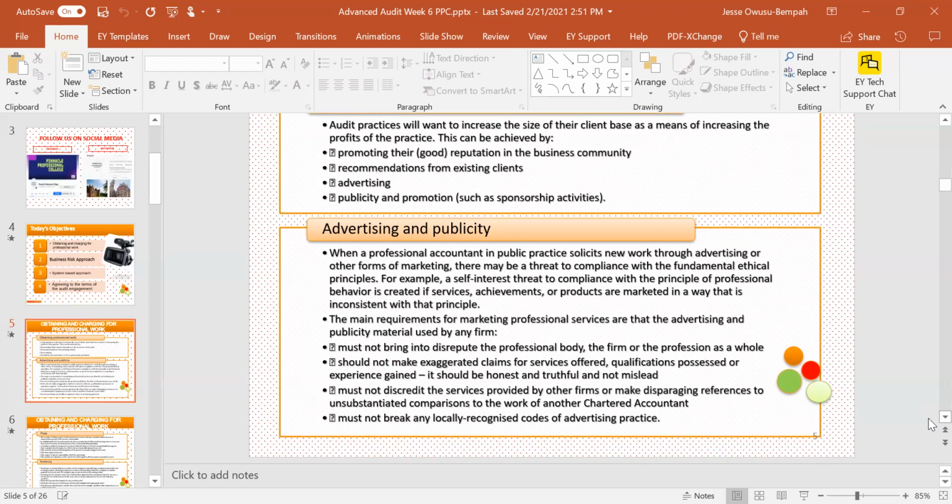The audit firm should not do that. They should not break any code. So there must be honesty when it comes to making adverts or trying to source for clients. The audit firm must be honest and must not do anything that will bring disrepute to the professional body. It's very, very important.